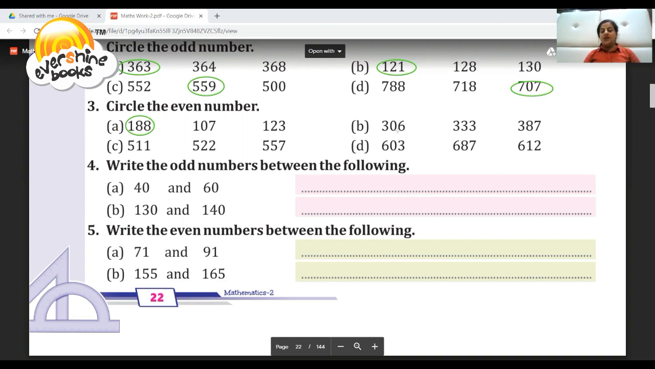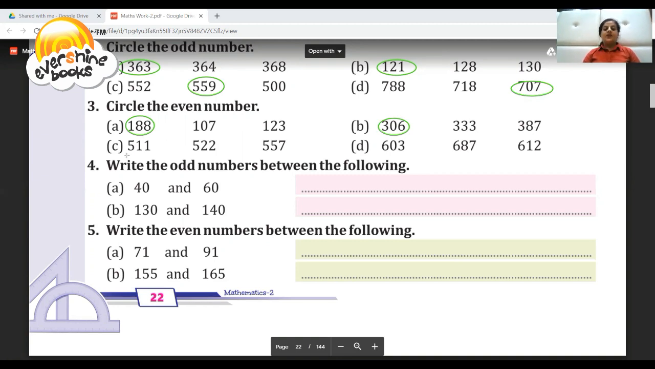B. 306, 333, 387. We are going to see only the place of ones. Ones digit like 6, 3 and 7. What is odd and what is even? You know it. Even is 6. So we are going to make the circle of that 306.